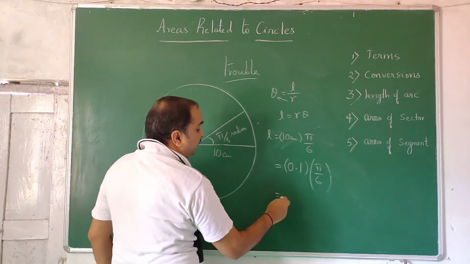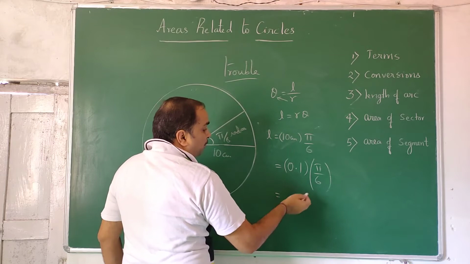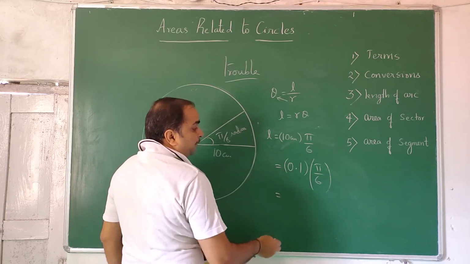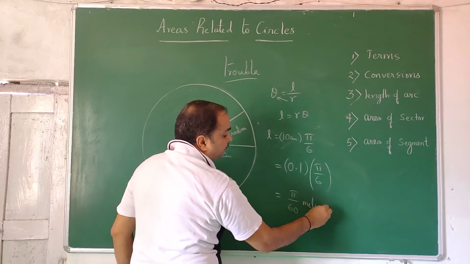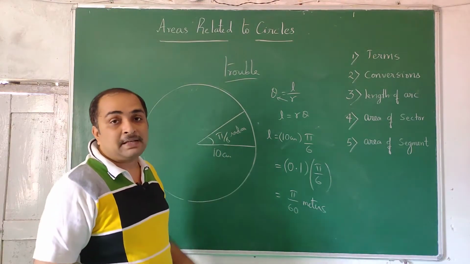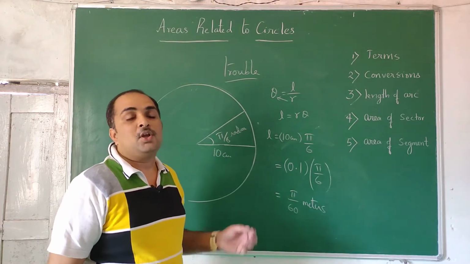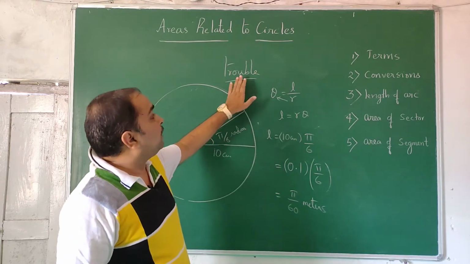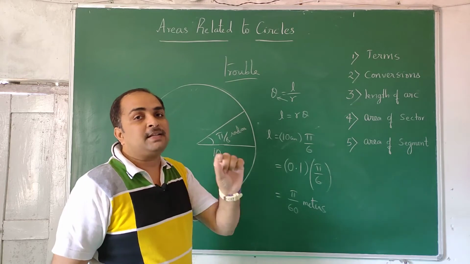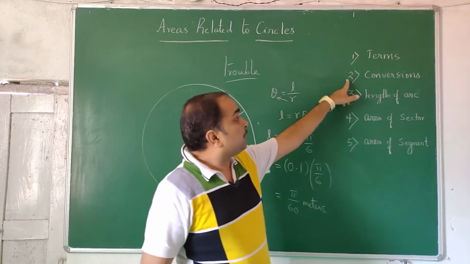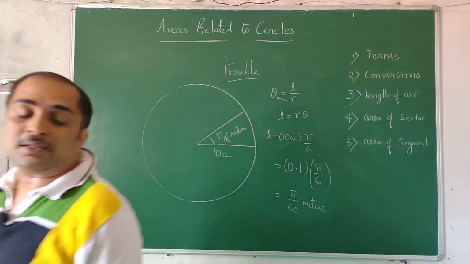Then whatever answer you get. So 0.1 into pi, that is nothing but 1 by 10. So pi by 60 meters. Because in SI system, meters is recognized, centimeters is not recognized. So this is the small procedure. This is the trouble you are going to face in future. So everything you have to maintain in SI system. So second portion, conversions we are doing. Then you will understand many other things.